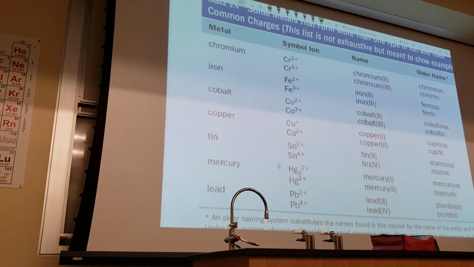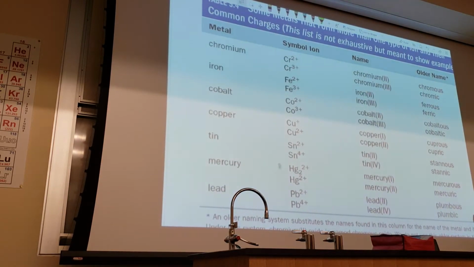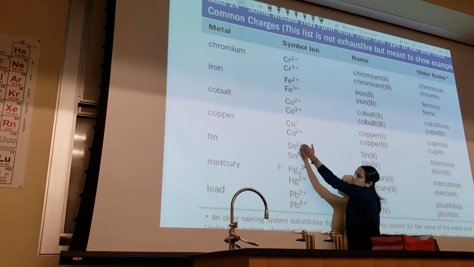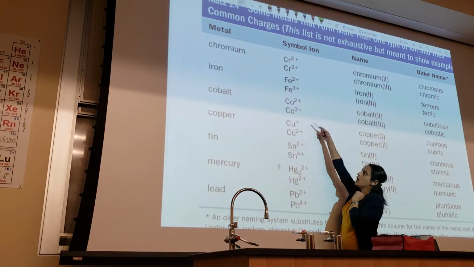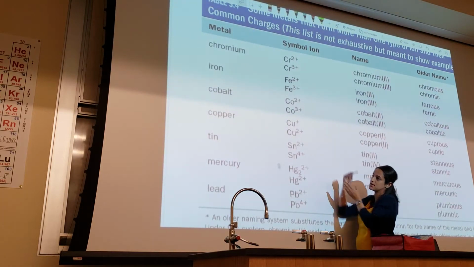Now, for us to keep track of the charges, the old system was a little bit annoying. This was very tedious to do. They would change the actual ending to OUS for the charge that was smaller and IC for the charge that was larger. But it wasn't consistent, in the sense that you have to memorize that tin was a +2 and a +4, but copper was a +1 and a +2. So there was no consistency in that sense.